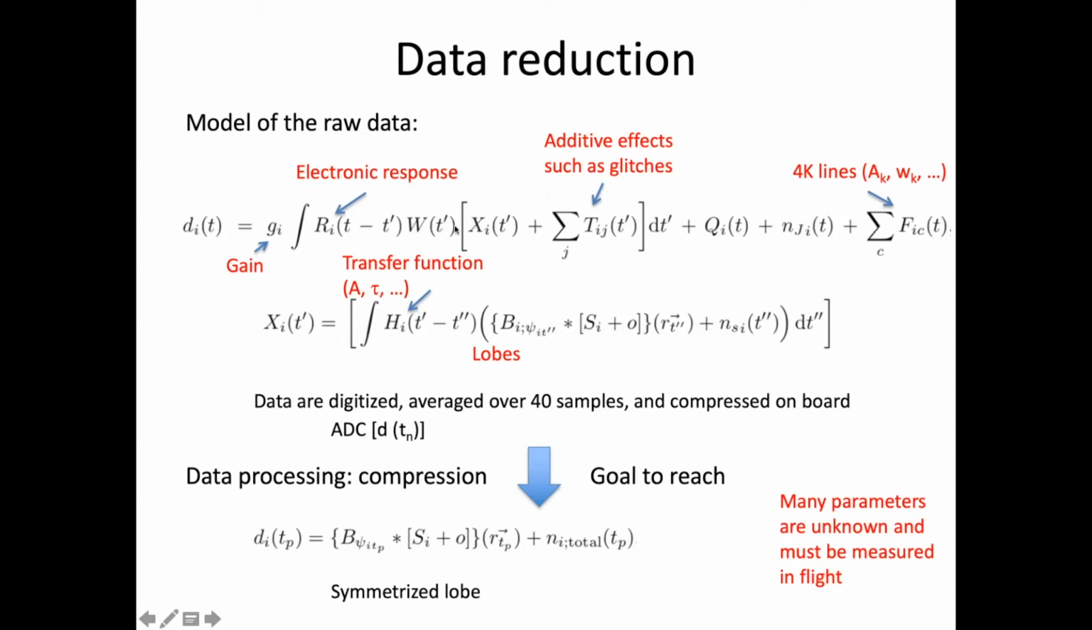Also, I should say that this is a simplification, and there are some approximations in this expression, even if I tried to be as general as possible. Let me comment on the ADC later, but the goal in Planck was to clean the data such that you have a very simple model of a symmetrized lobe convolving the signal plus noise. But obviously it's very, very difficult to reach that by cleaning the data.